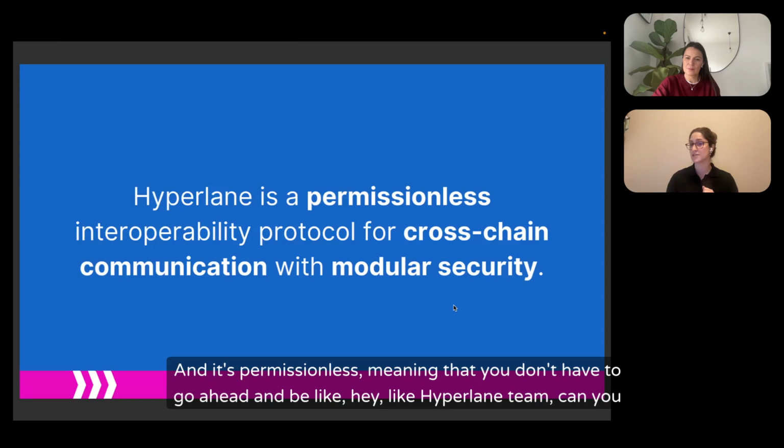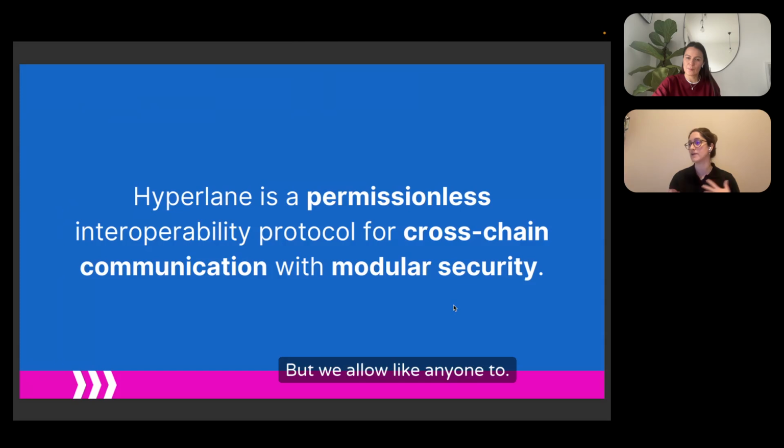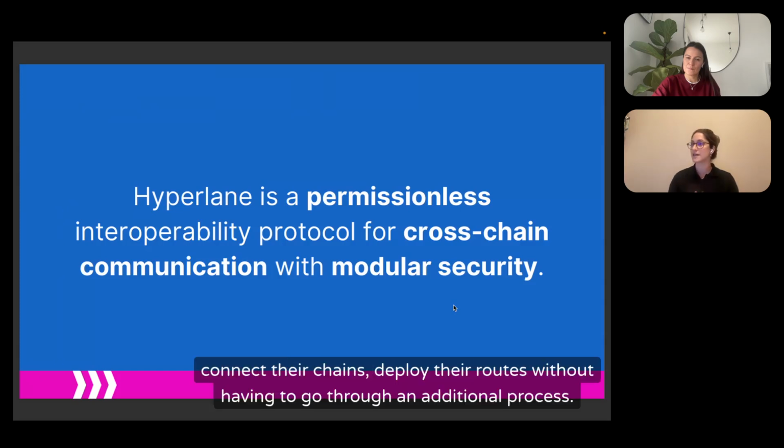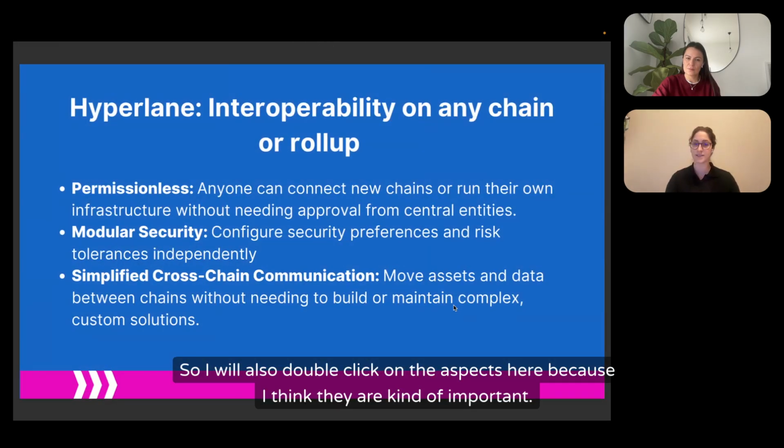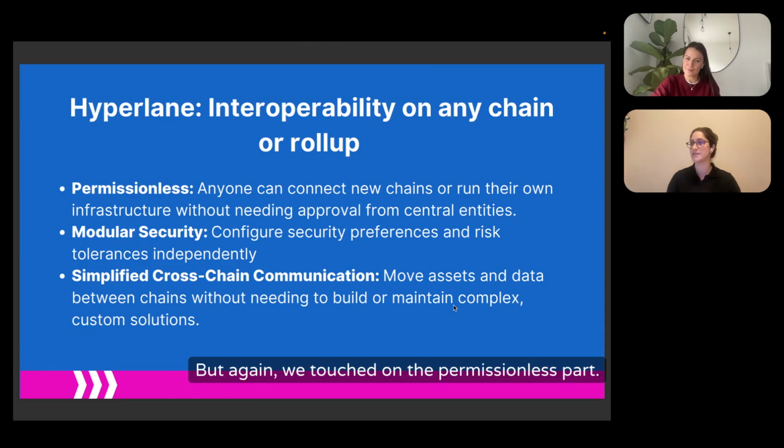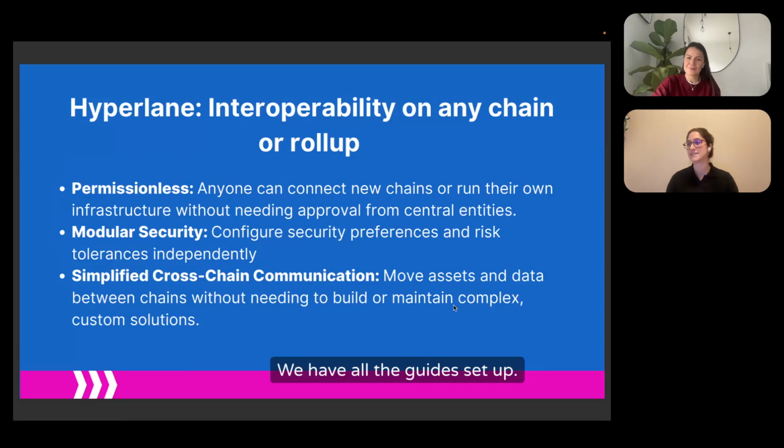And it's permissionless, meaning that you don't have to go ahead and ask the Hyperlane team to deploy this for you. We allow anyone to connect their chains and deploy their routes without having to go through an additional process. I will also double click on these aspects because I think they are important. Again, we touched on the permissionless part, where you can totally run all the infrastructure yourself. We have all the guides set up.